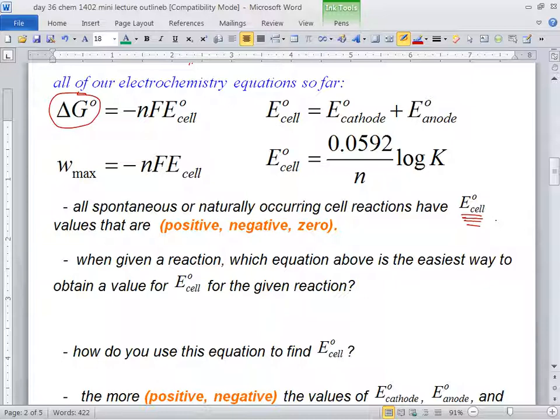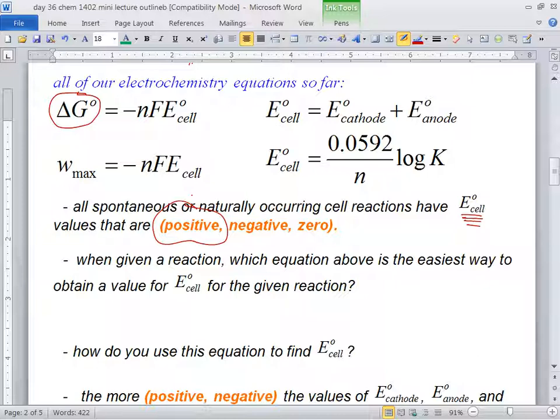Positive. So I use the equations. I don't memorize this stuff. Use the equations. Just remember one thing. Remember what each of these different symbols mean, like delta G is free energy. And if it's negative, it's spontaneous. It's kind of like you remember delta H. Oh, that's heat. And if it's negative, it's exothermic. So just remember little things about each parameter. So all spontaneous, naturally occurring cell reactions have positive E0s.